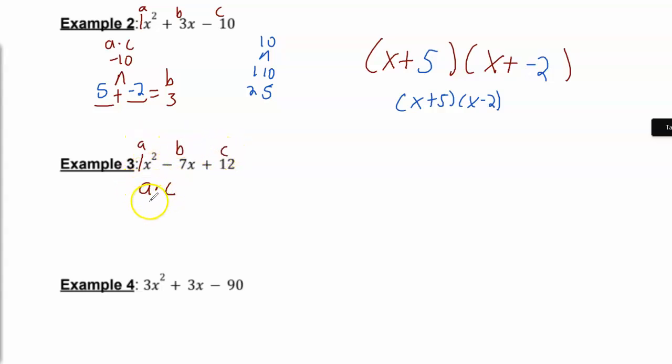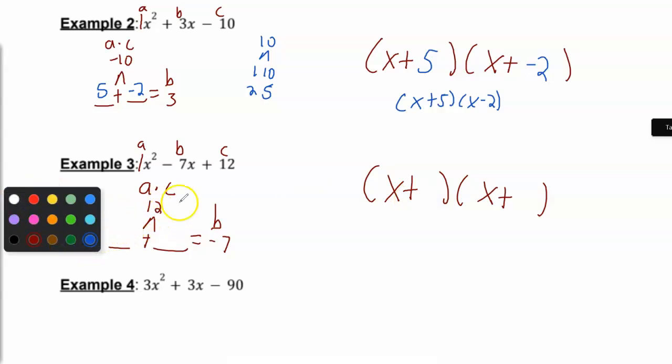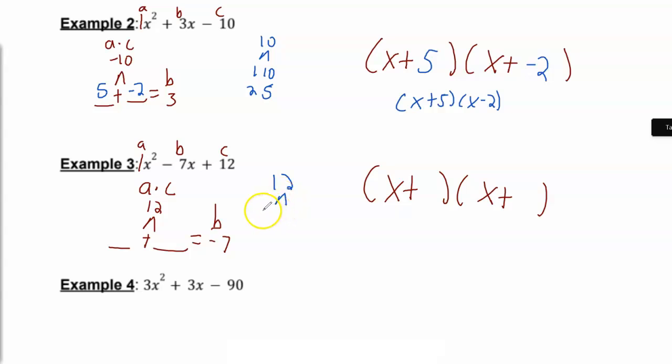So a times c is 12, adds to my b of negative 7. Whatever magic numbers I find, I'm going to do x plus my magic number, x plus my magic number. 12 is 3 and 4, or 1 and 12. One, 12, 2, 6, 3, 4, negative 3, negative 4. So x minus 3, x minus 4.